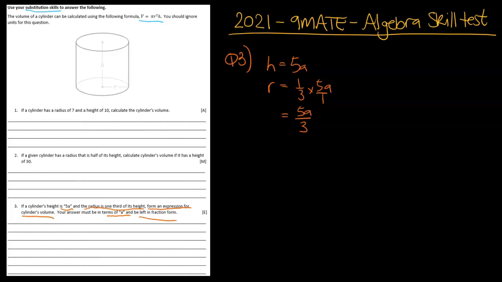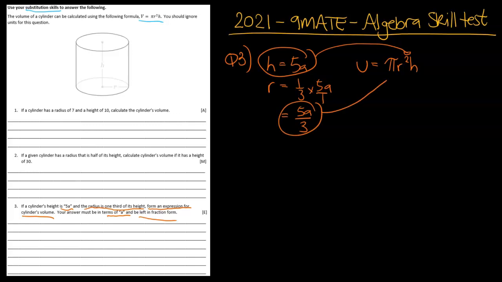So same thing, we're going to get into our formula. So V will be equal to pi r squared times height. We're going to substitute in the height. This time around, we're substituting in 5a, and I'm going to use a bit of brackets to help me with my simplifying. I'm then going to substitute in my r as well. So let's get into those.